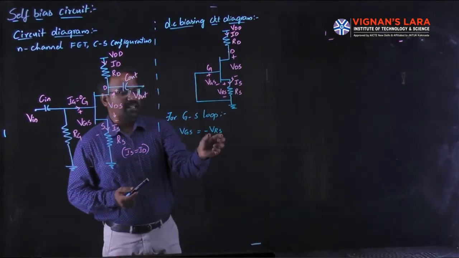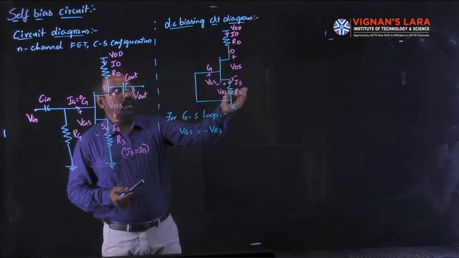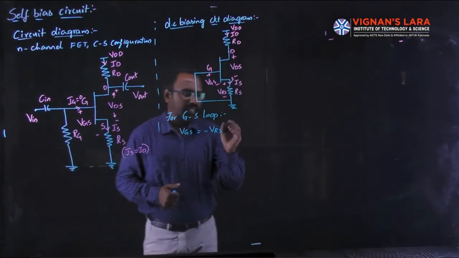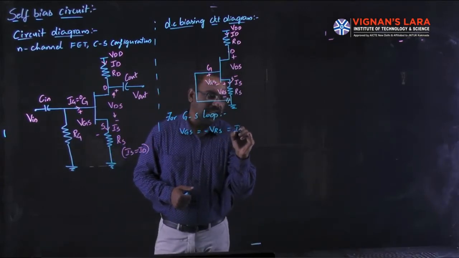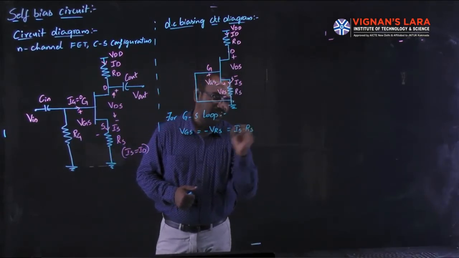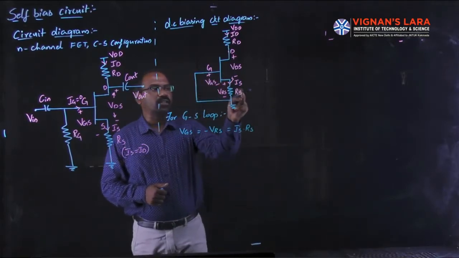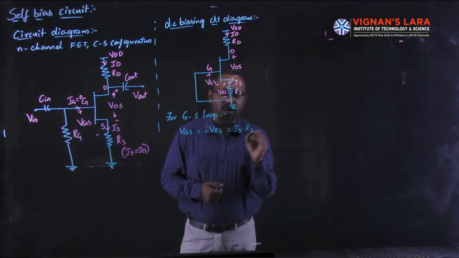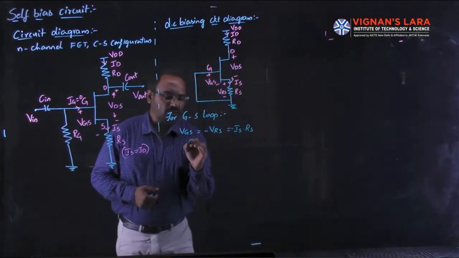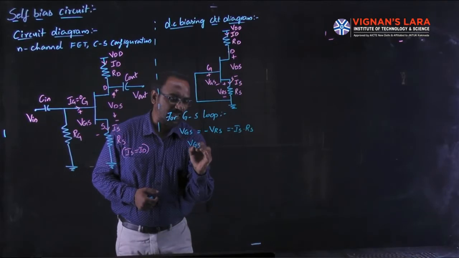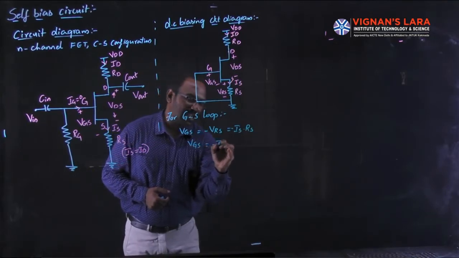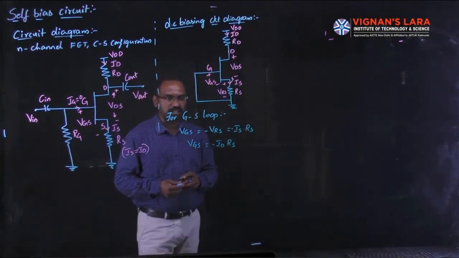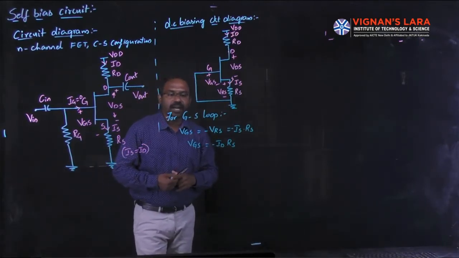Here VRS is nothing but the voltage drop across the source resistance RS, which is equal to IS into RS. Why? Because the current flowing through it is IS. And we already know IS is ID, so put a minus sign here. VGS will be decided by minus ID into RS. That means the drain current comes into picture here in this case of self bias.